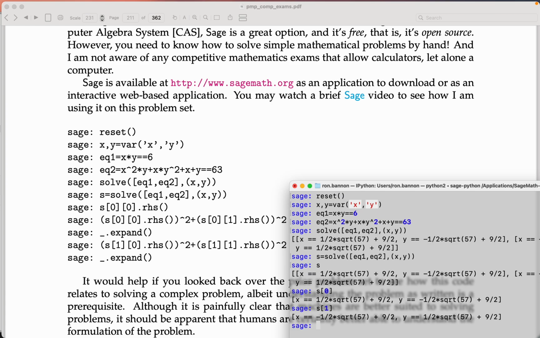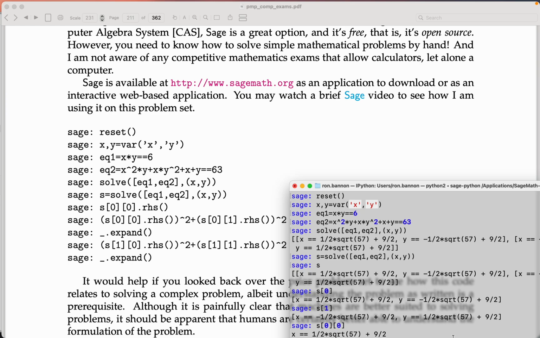So let's do S00. Let's see what happens over there. Remember, if you make a mistake, it's no big deal. Well, it says x equals, right? What's that giving me? Well, the first entry, it's telling me what that is. It's telling me that x is equal to half square root of 57 plus 9 halves.